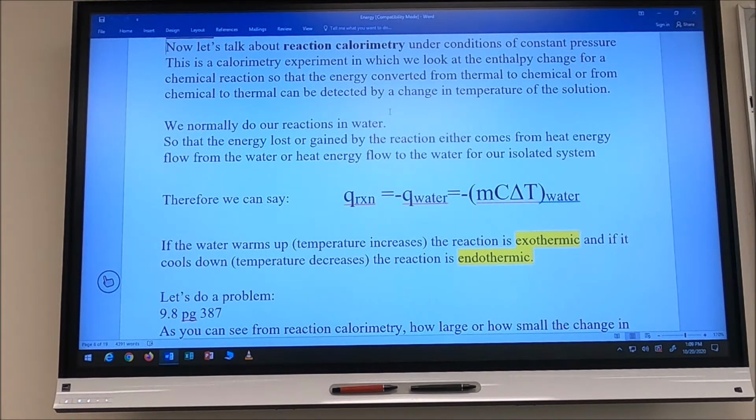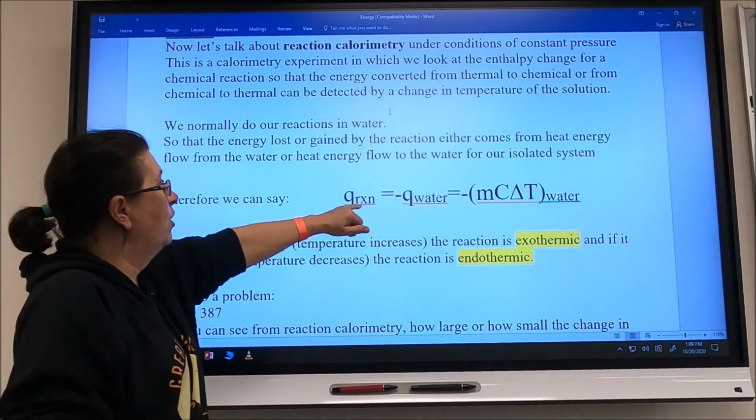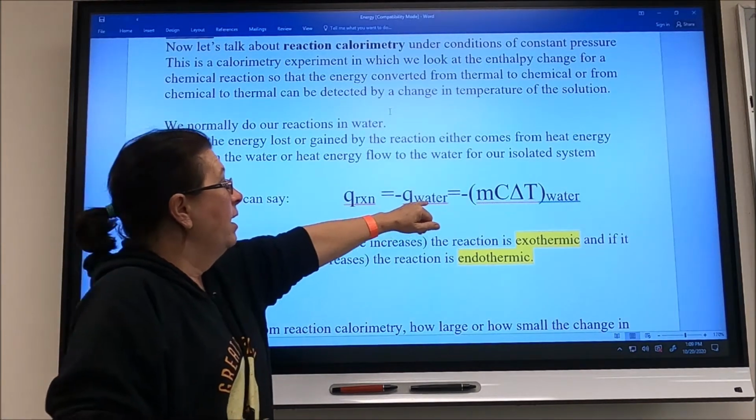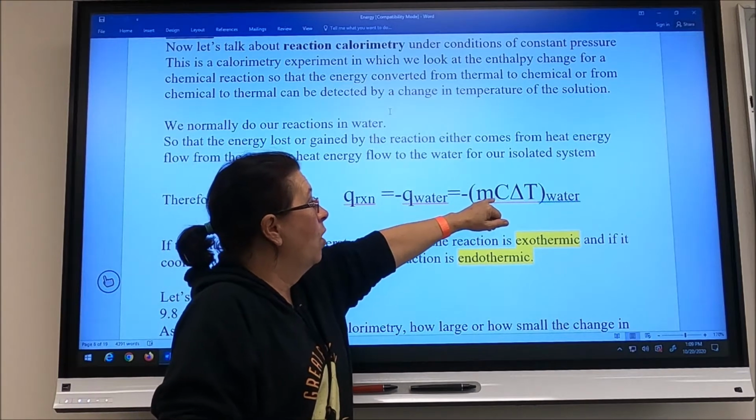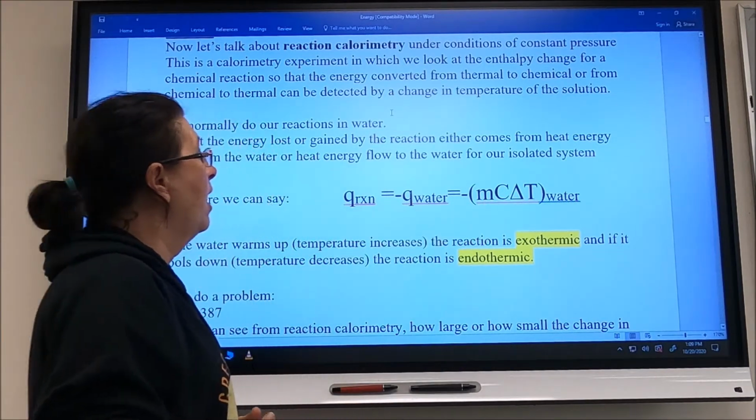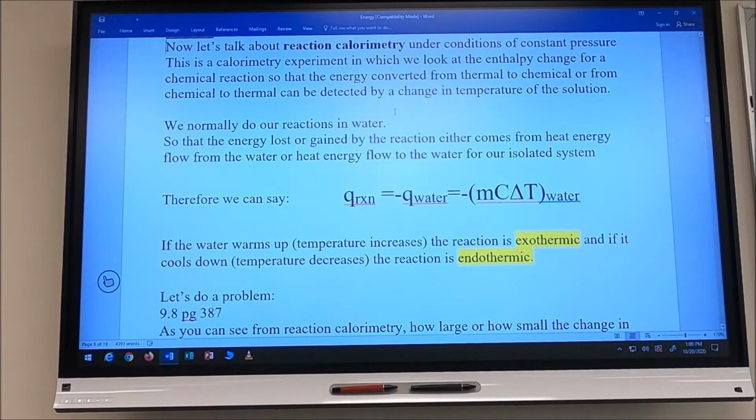So we're talking reaction calorimetry. In reaction calorimetry, we're working under conditions of constant pressure, usually in an open beaker, and any energy lost or gained by the reaction is either released into water or absorbed from water. So Q of the reaction is equal to the negative Q of water, which equals the negative of the mass of water times the heat capacity of water times the change in temperature of the water.